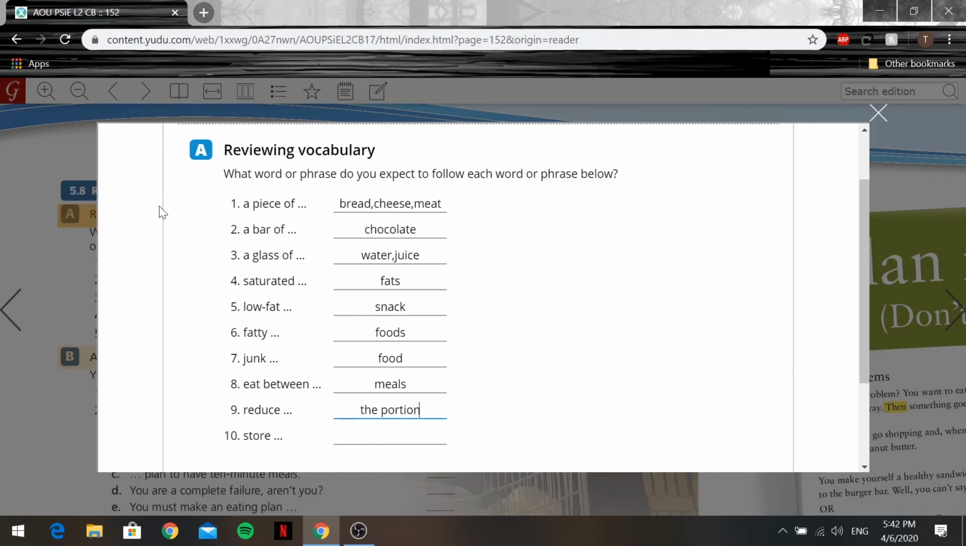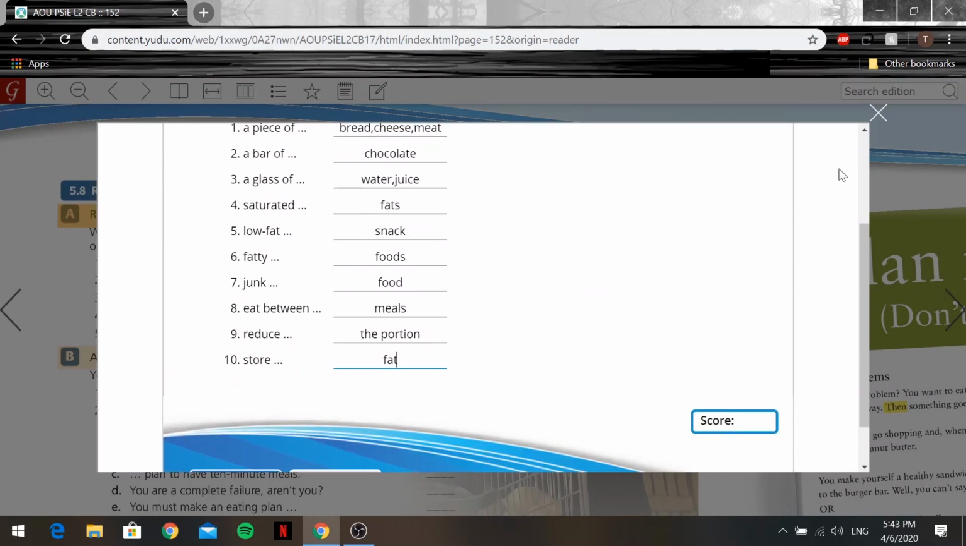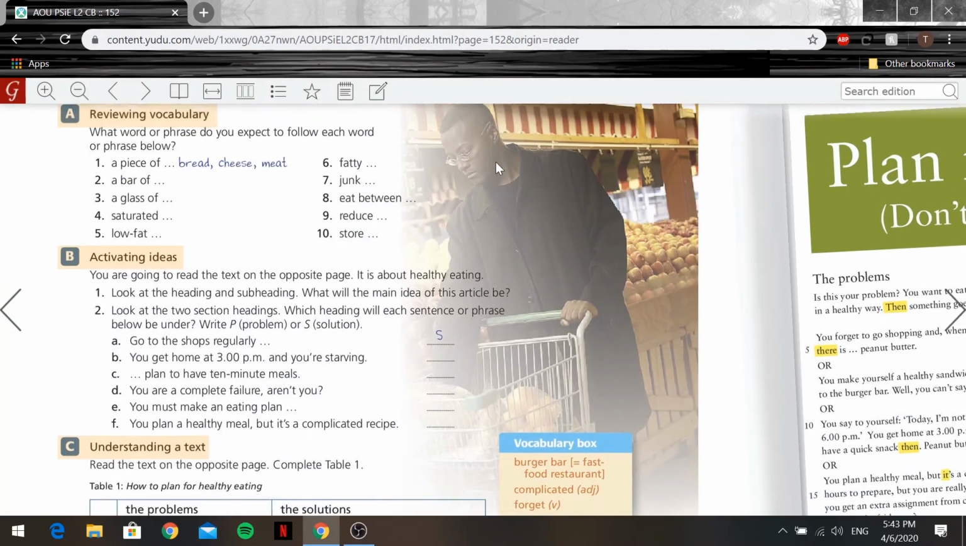As you can see, this is all related to food in some way or another because the topic is about food and meals, okay? Ten, store. We'll say fat. Store means as in to keep, okay, keep away for a while. All right, now let's move on to exercise B, activating ideas.